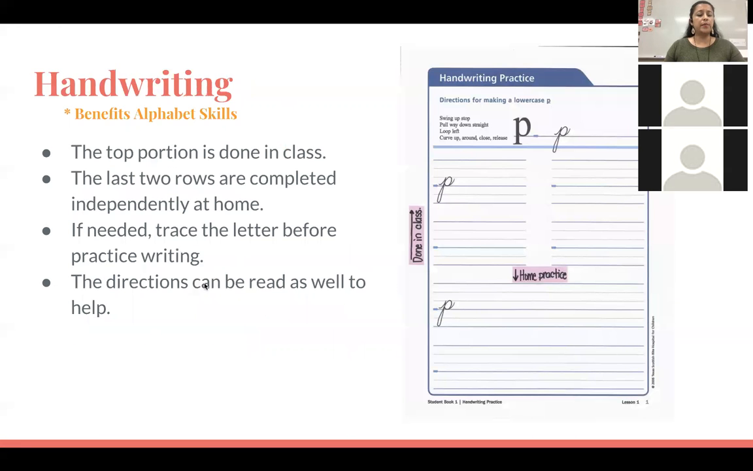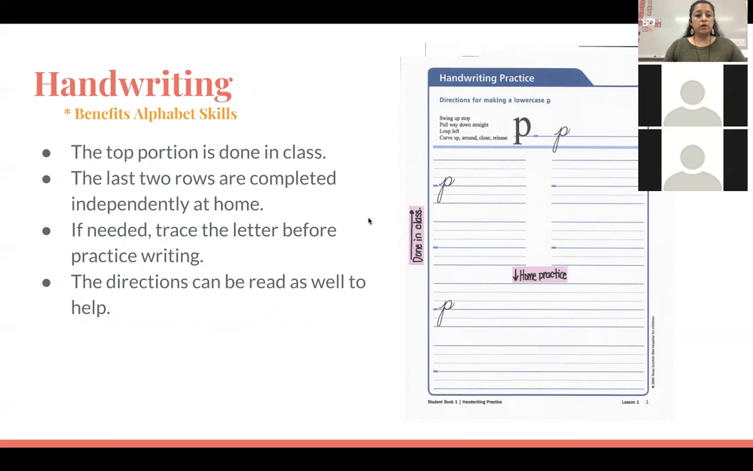And this is just an example here of the handwriting. We do cursive because it's an even flow. The top portion is done, then they do the last two there on their own. It's an easy flow, and they're not having to lift up their hands and their pencil.